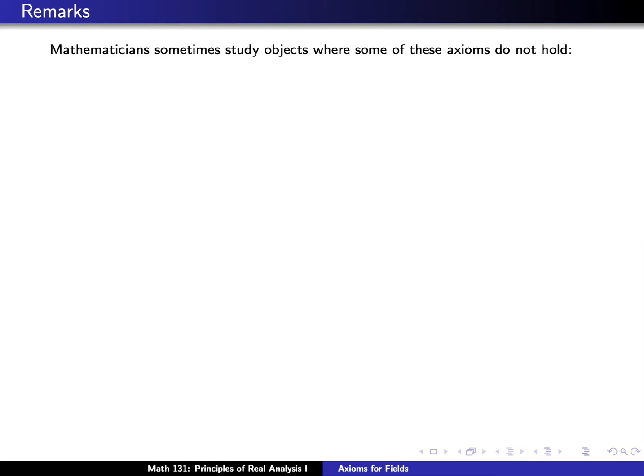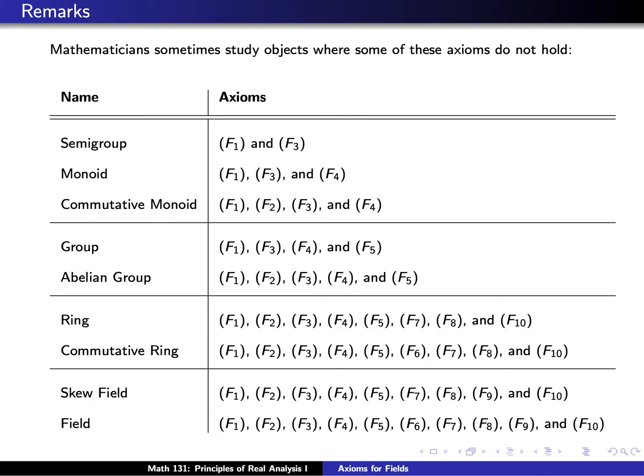You may be wondering about these 10 axioms and whether the 10 of these are really all that necessary. Well, actually, mathematicians like to study objects where perhaps not all 10 of these hold. You could take a look at various collections of those that hold and those that don't. You can see here on the slide various examples of different objects that mathematicians would study based on how many of these 10 axioms hold. You might see some of these concepts in an abstract algebra class at some point.